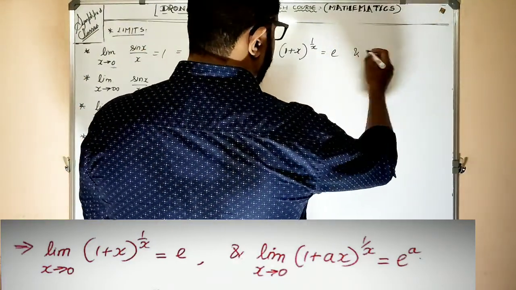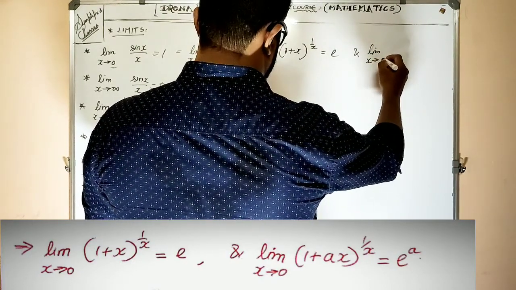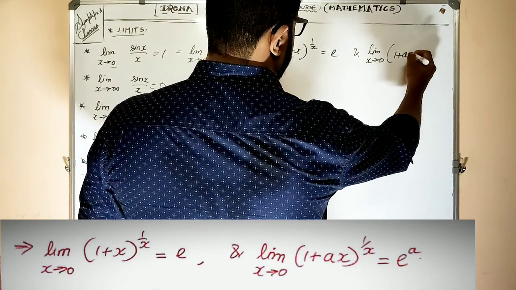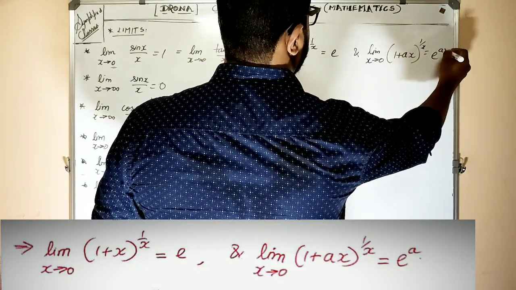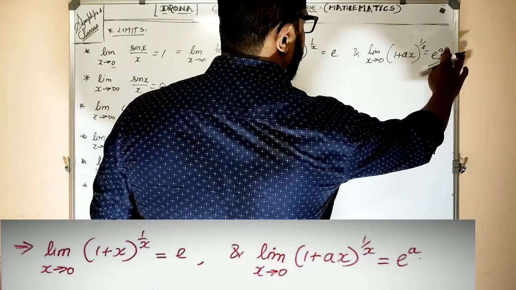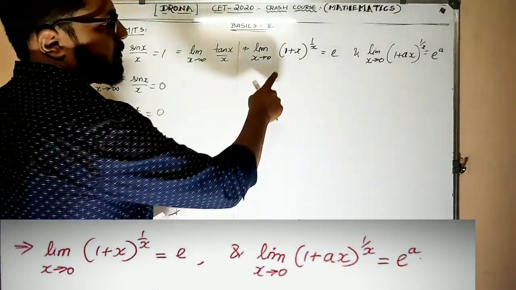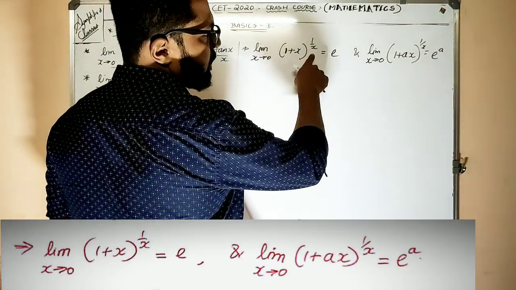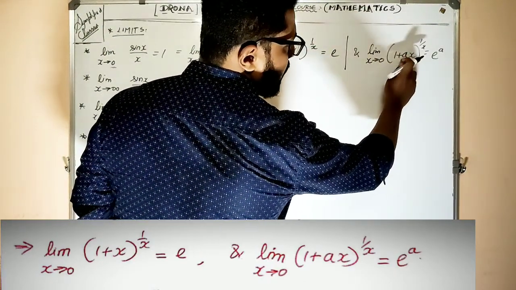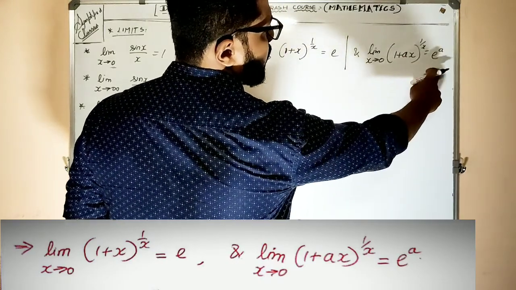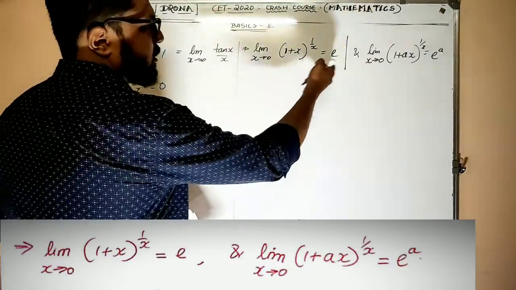And there is another one relating to this one. Limit of x tending to 0, (1 plus ax) whole to the power of 1 by x is going to look like e to the power of a. There will be no variable present in the answer part of it, okay? If it was just (1 plus x) whole to the power of 1 by x, it is going to be e, and limit of (1 plus ax) whole to the power of 1 by x is going to look like e to the power of a. So it's related to each other.